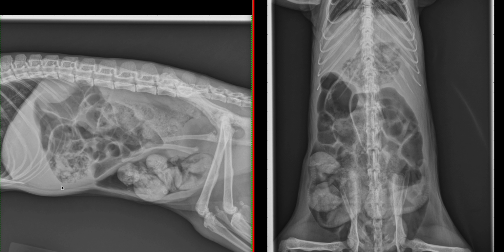We observe that the patient has a relatively thin body condition. This likely contributes to the relatively reduced serosal contrast amongst the abdominal viscera. What we do appreciate is that there is gas distension throughout the small intestine and feces within the descending colon and rectum.